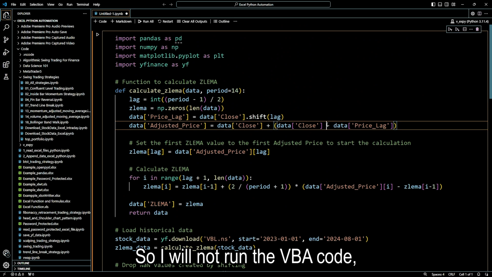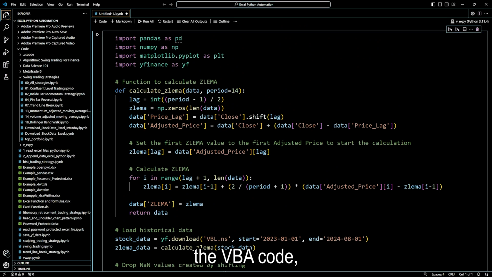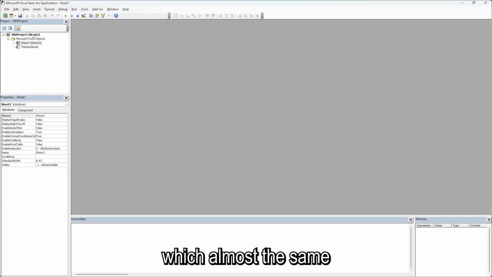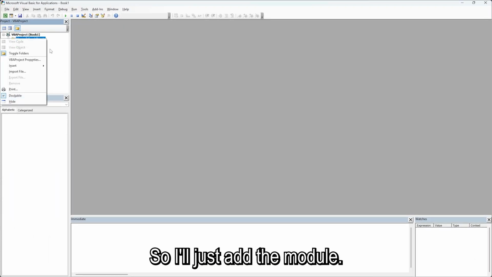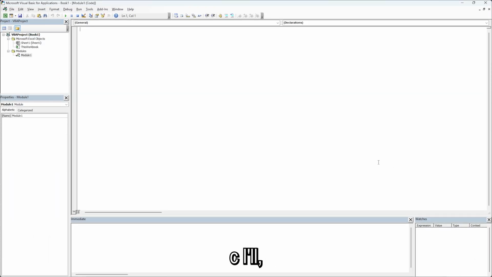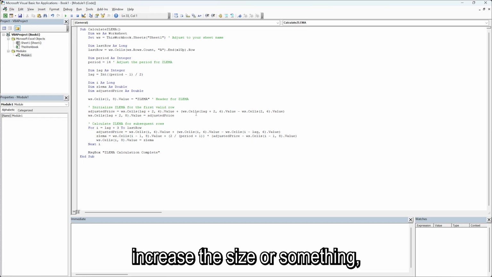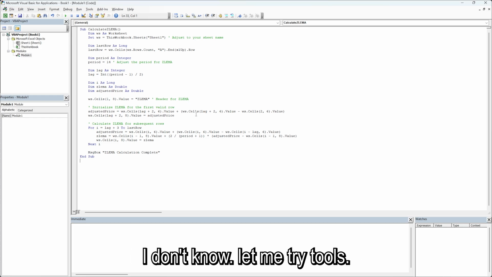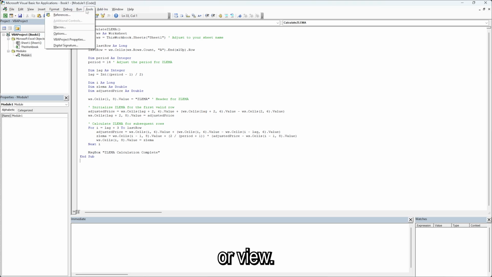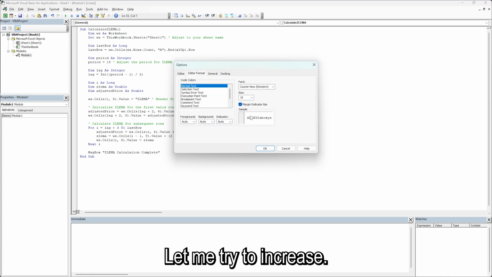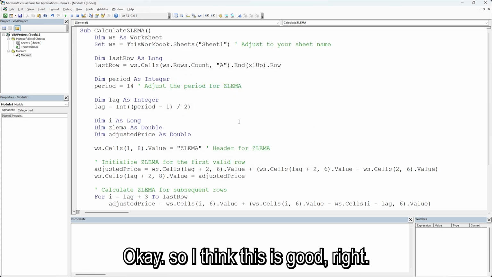I will not run the VBA code, but I will show you the VBA code, which is almost the same as what we were doing earlier. So I'll just add the module. I'll just take you through what it is. Maybe I'll just increase the size or something. I don't know. Let me try tools or view options, editor format. Let me try to increase. Okay, so I think this is good, right?